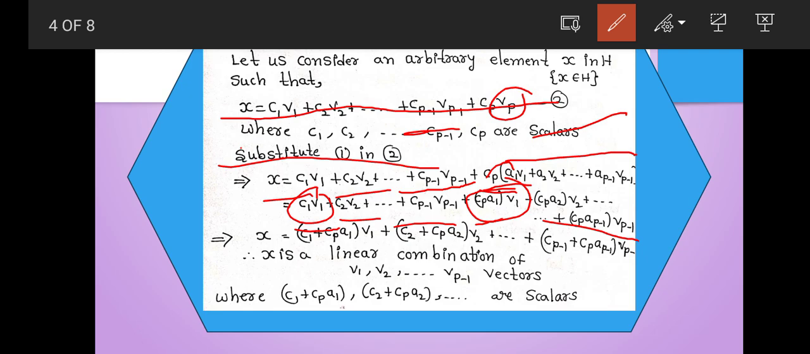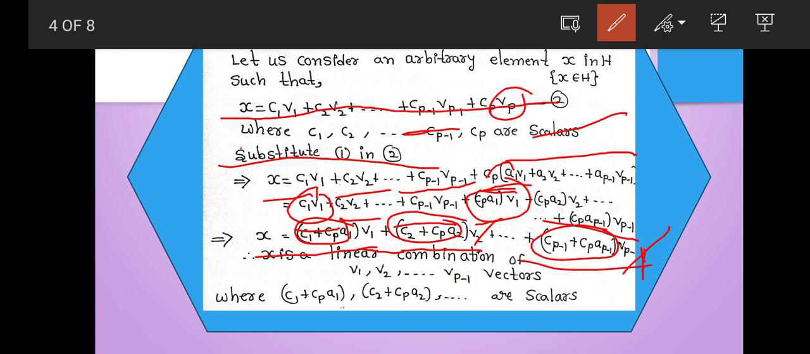So we can take v1 as common. In the next step we did x is equal to (c1 plus cp a1) taking v1 as common. In the same way, (c2 plus cp a2) with v2 common, up to so on (c(p minus 1) plus cp a(p minus 1)) into v(p minus 1). Okay, so we see this is a scalar, this is a scalar, this is a scalar, and v1, v2, up to v(p minus 1) are vectors.